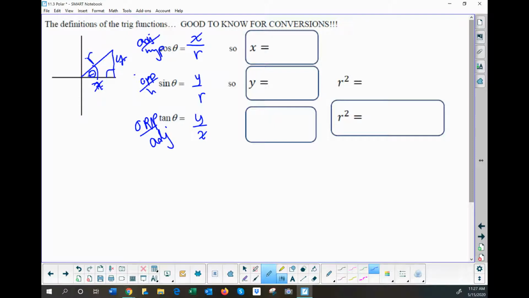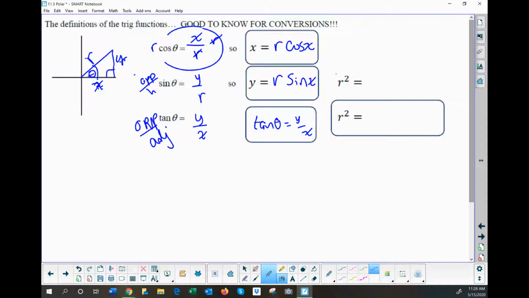So from this, I could solve for cosine, couldn't I? And that would mean that I would multiply both sides by r, and I would get that x is equal to r times cosine theta. y is equal to r sine theta. And tangent of theta, there's really nothing we're going to change on that. Let's just keep in mind that it has a relationship between y and x, which can be helpful.